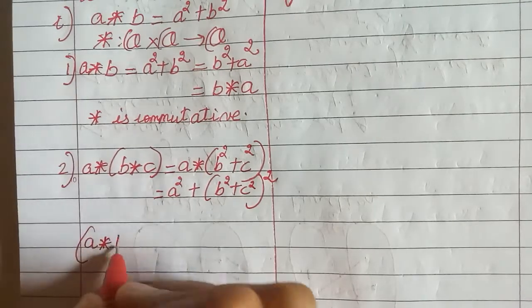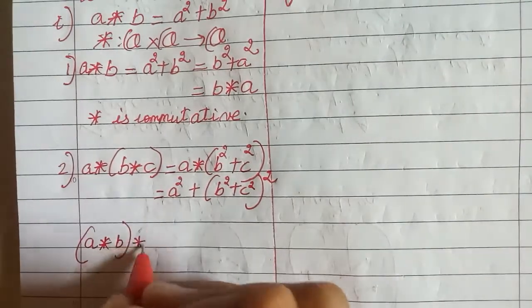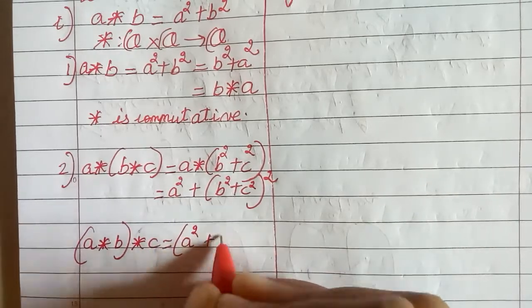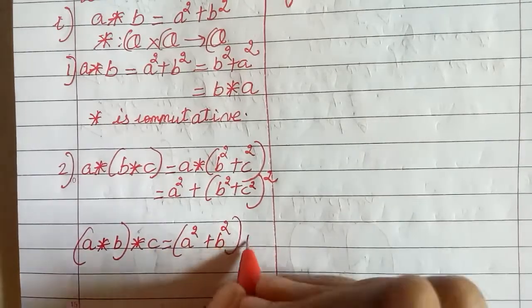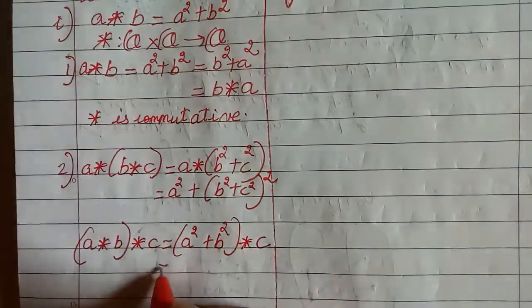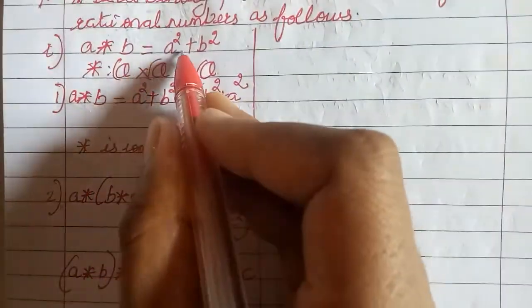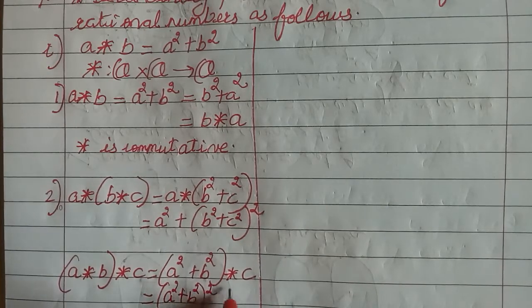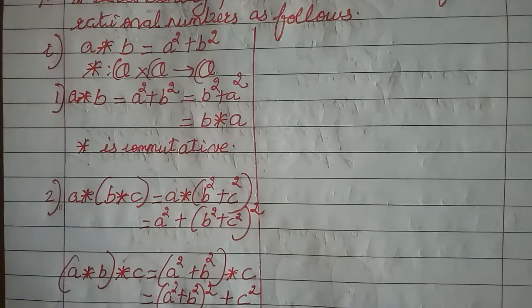The other part, the RHS, is A star B with C. So let me open the first bracket. It is A square plus B square star C. So again apply the definition. It will be the first term whole square plus the second term square.